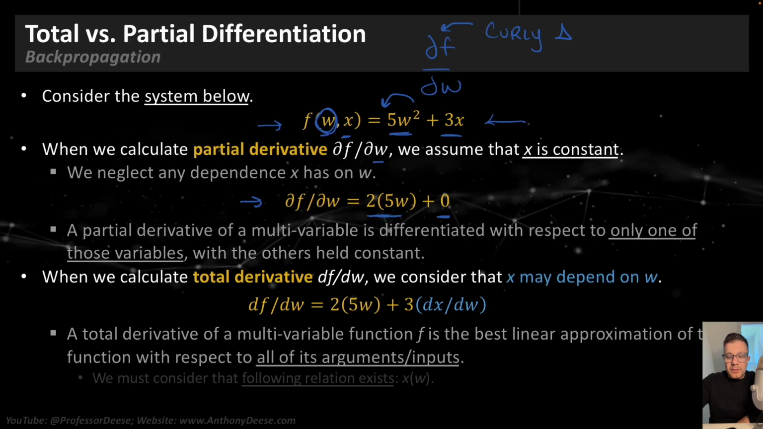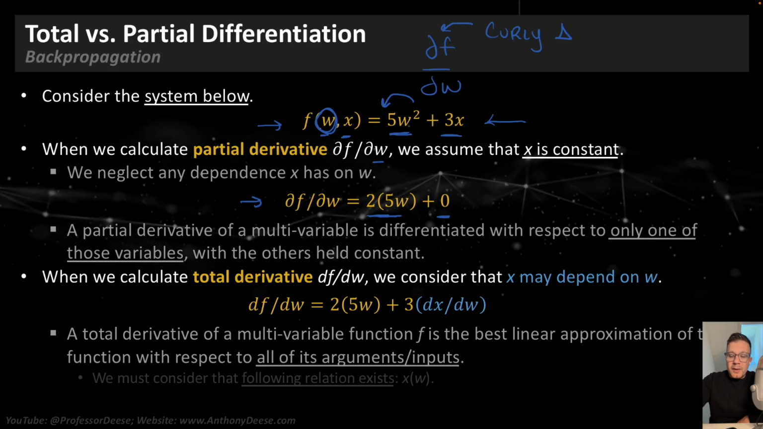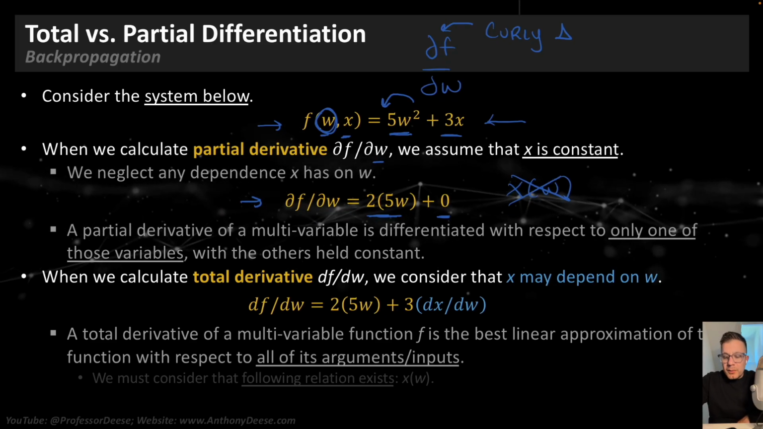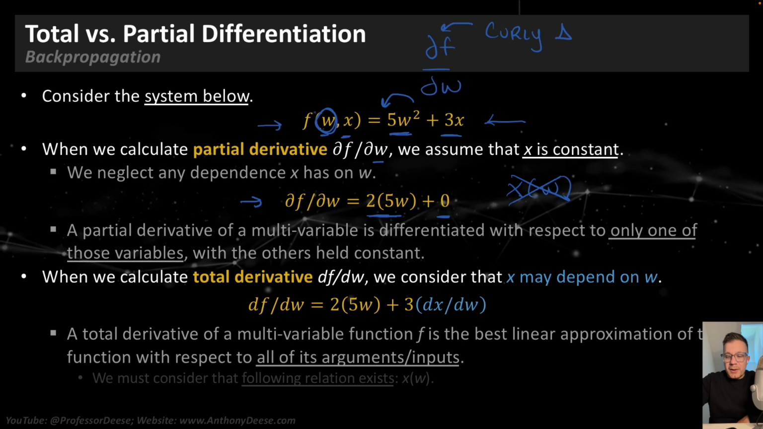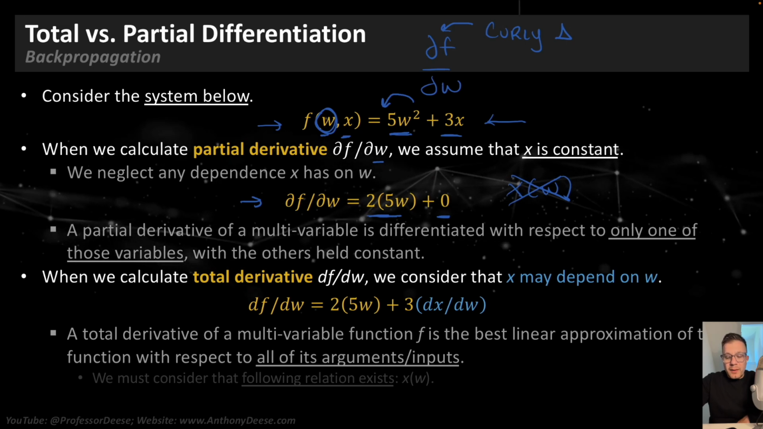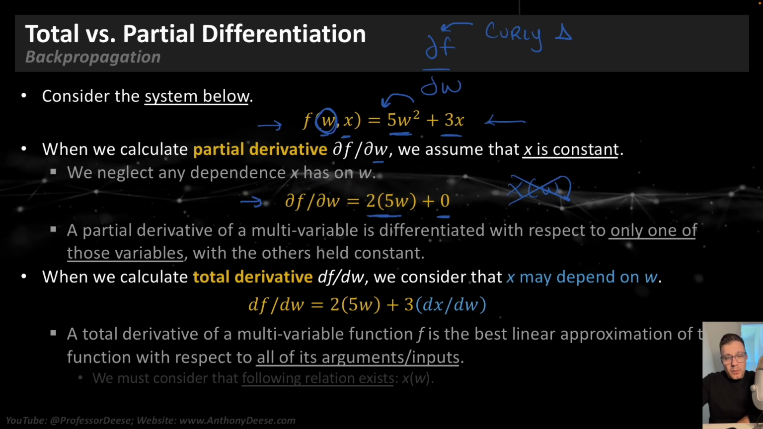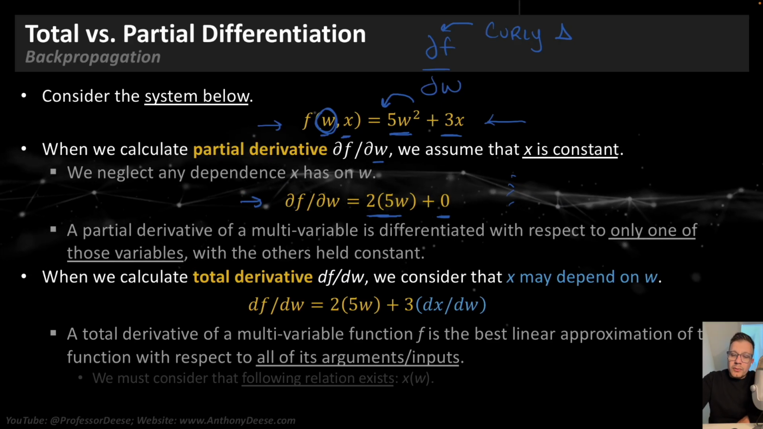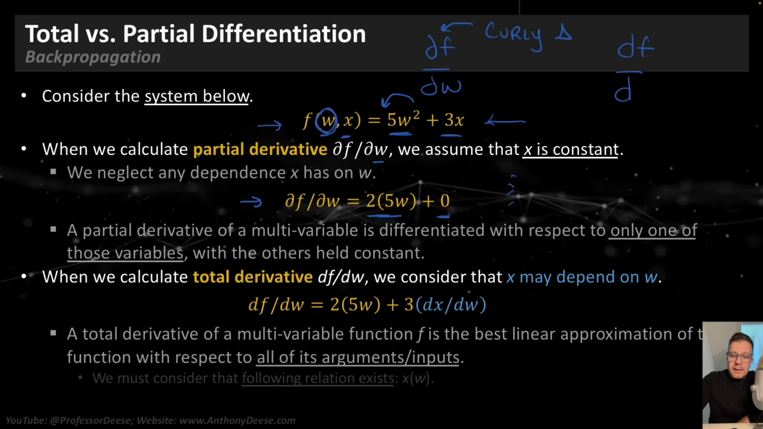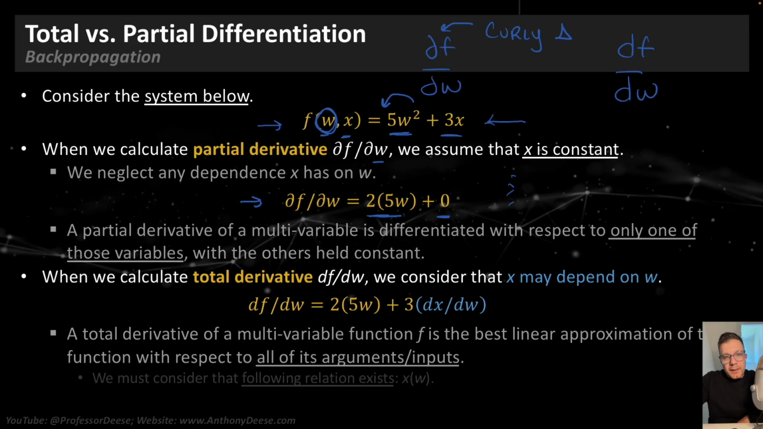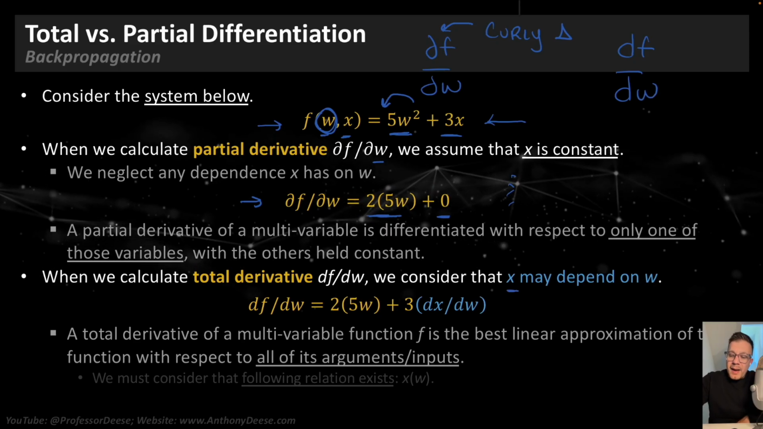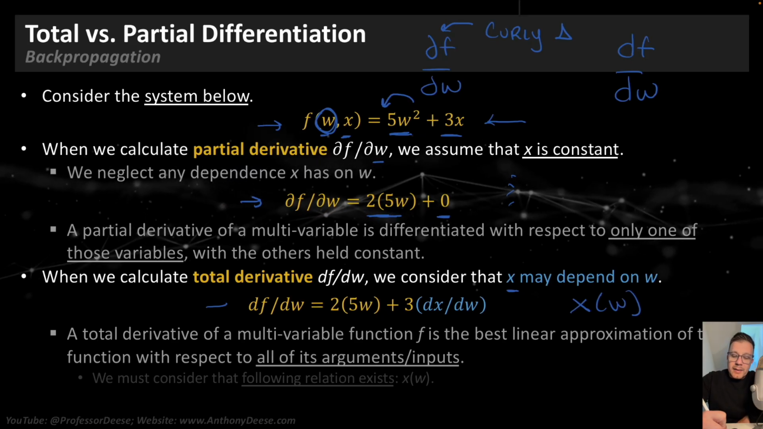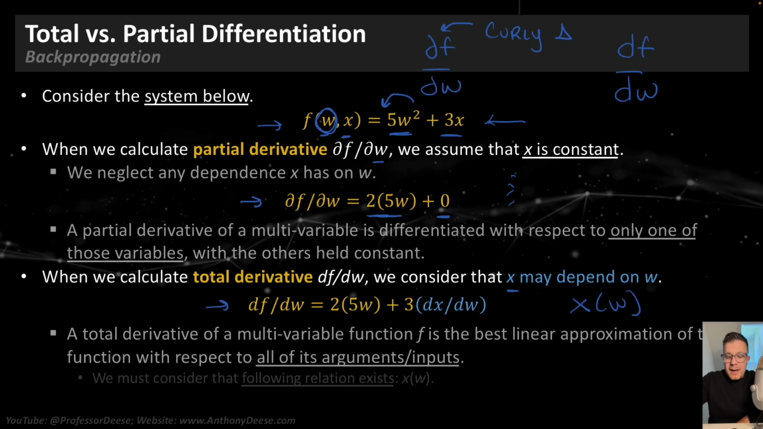Now the reason why the second term is equal to 0 is because we are assuming that x has no dependence on w. A partial derivative of a multivariable function is differentiated with respect to only one of the arguments or inputs, with all others held constant or assumed to be held constant. When we calculate the total derivative, df dw, for the total derivative we just use the traditional D script from English. So when we calculate the total derivative, we consider that x may depend on w. As such, we could represent x as a function of w. And so we end up with the total derivative of f with respect to w as defined below.